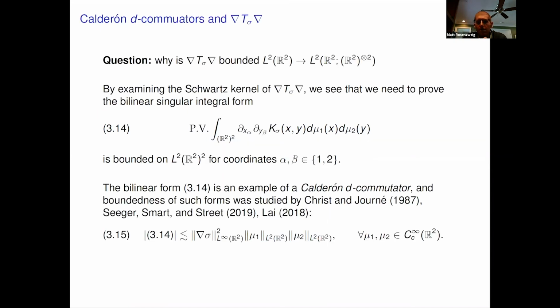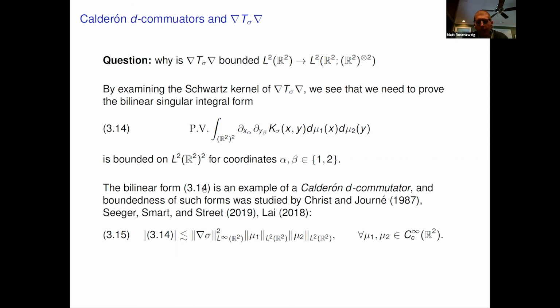So the last little bit I'll leave you with is why this matrix valued operator is bounded on L2. This is a harmonic analysis question. By examining the Schwartz kernel of this operator, you reduce to proving that this bilinear singular integral form defined in equation 3.14 is bounded on L2 for any choice of coordinates alpha and beta. This is the kernel as before, and then we're looking at the second order mixed partial derivative in x and y.